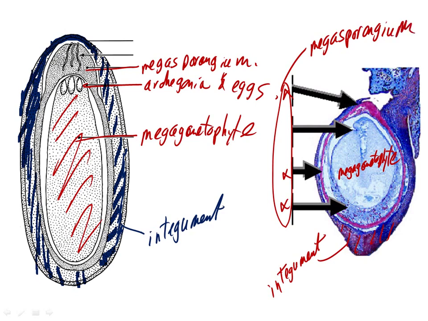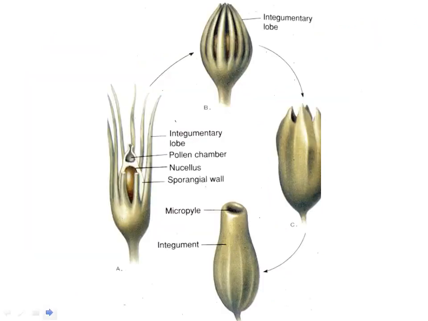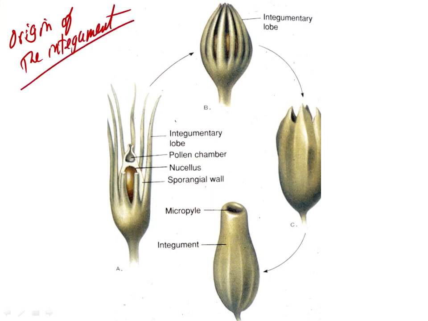We're going to look at this in a number of different drawings as we go on. Let's look at the origin of the integument, and then we'll take a break. So there are really no good clues from extant plants about where the integument came from. If we just look at the existing plants, angiosperms and gymnosperms, we don't have any good intermediates. We have to look back at the fossil record.